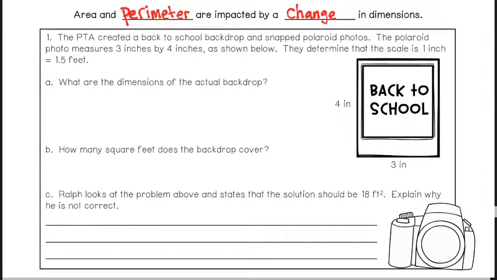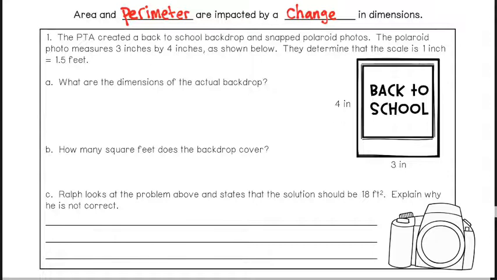So if I have this first one, it says the PTA created a back-to-school backdrop and they snapped Polaroid pictures. The Polaroid pictures measure 3 inches by 4 inches, as shown in this picture here. They determined that the scale is 1 inch equals 1.5 feet. So what are the dimensions of the actual backdrop?